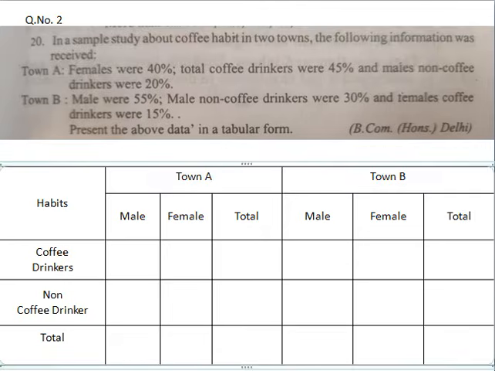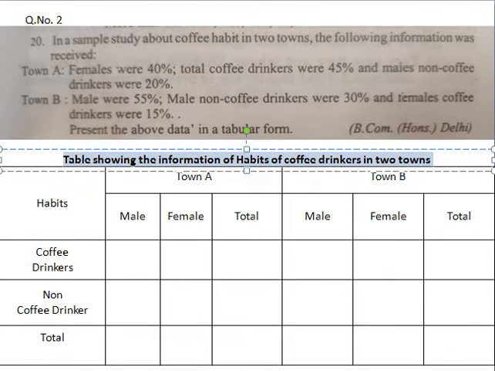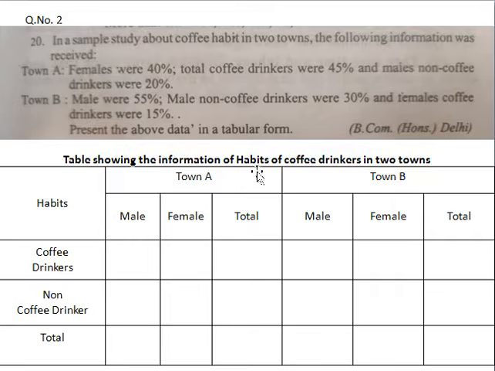Now I will assign the table title here. What is the title of this table? If I write like that, table showing the information of habits of coffee drinkers in two towns. Simple. This was your title of the table that you have to write. So this was the table title, and we have the table also here. Now we move to solve the answer.